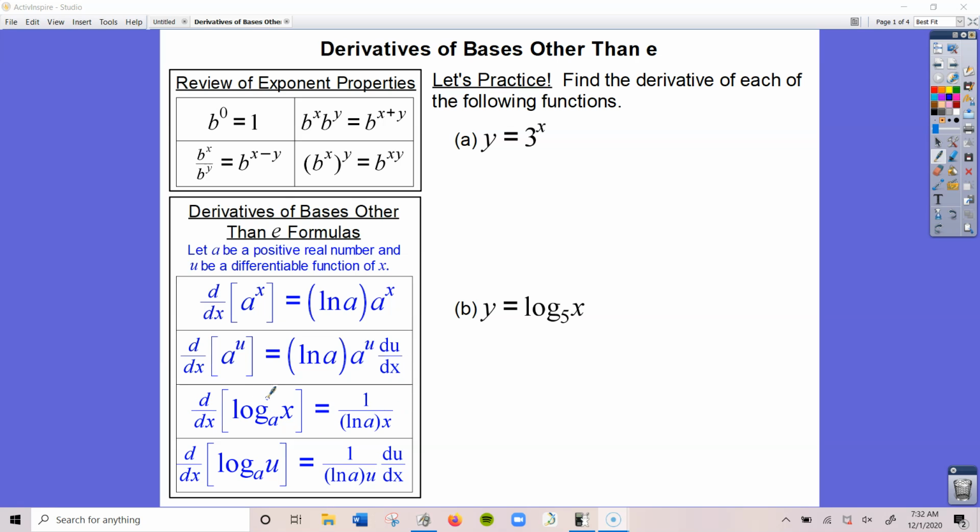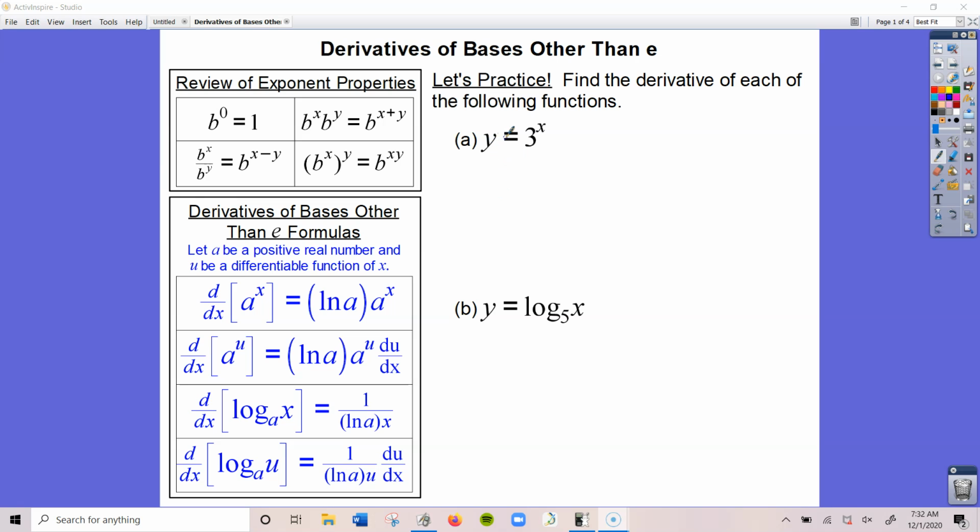If you have a logarithmic function with a base of some constant a, then the derivative would be 1 over ln of the base times the x. However, if you have another function here, so u, then the derivative would be the same, 1 over the ln of a times u, whatever that function is, and then times the derivative of that function. So let's have a look at some basic derivatives of exponential and logarithmic functions.